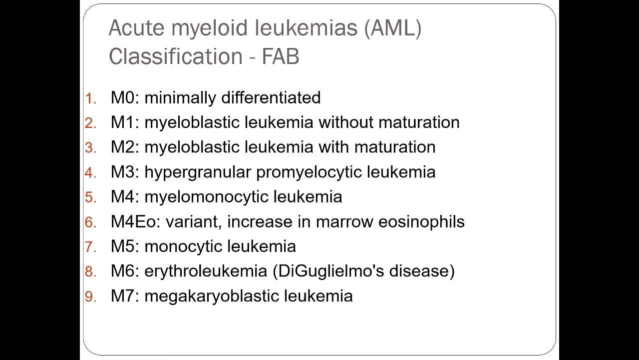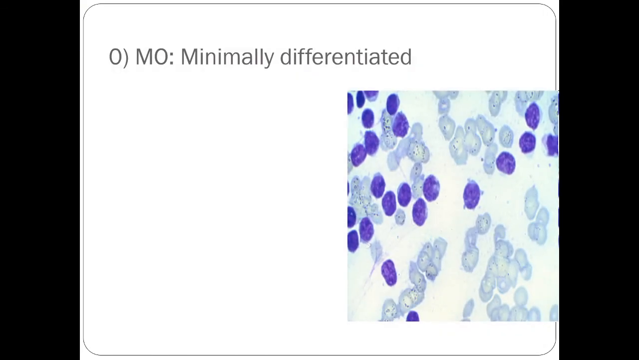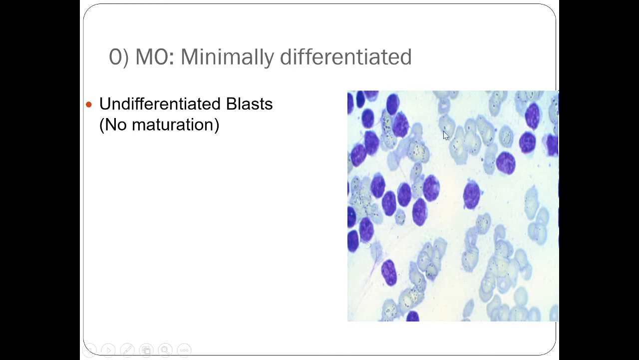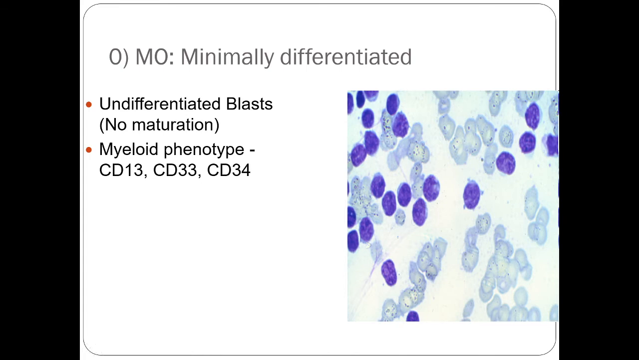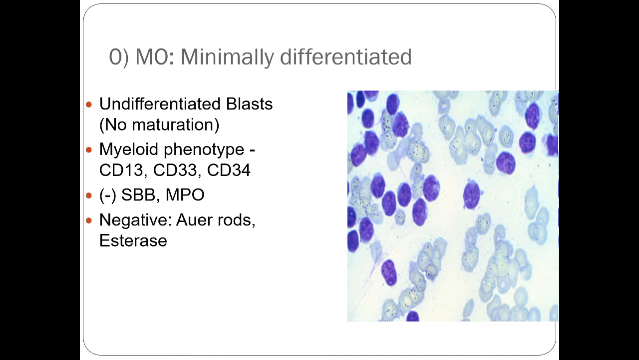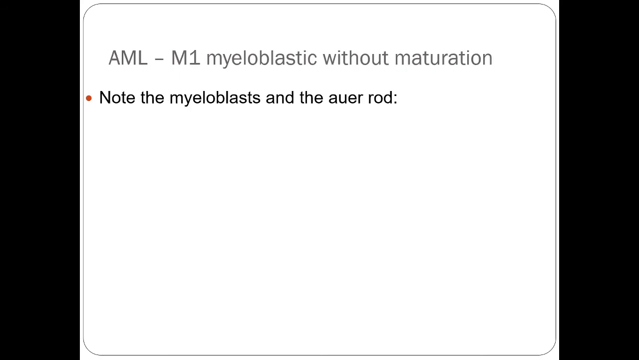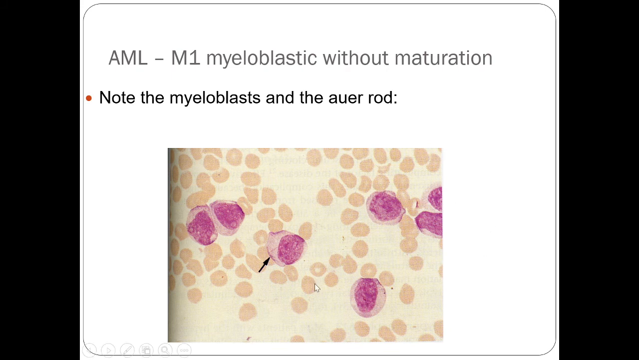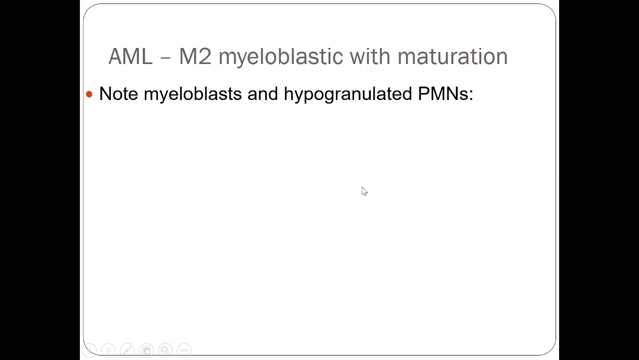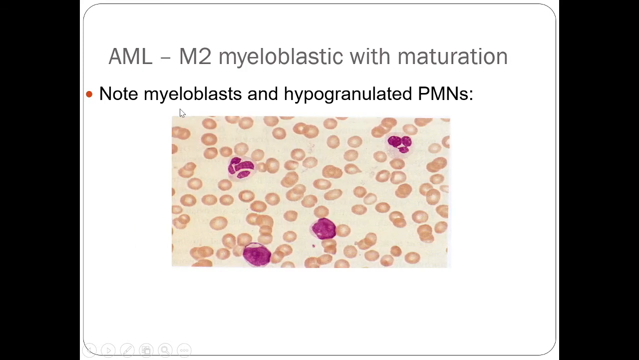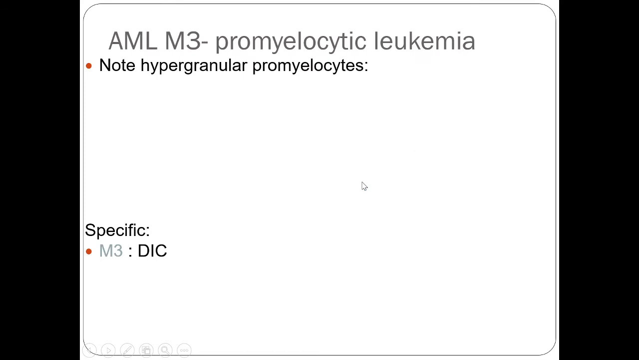Now classification. M0, minimally differentiated, undifferentiated blast, no maturation. Myeloid phenotype CD33, CD13 and CD34, negative for SBB and MPO, negative for Auer rods and esterase. M1, myeloblastic without maturation, myeloblast and Auer rod cells. M2, myeloblastic with maturation, myeloblast and hypogranulated polymorphonuclear cells.